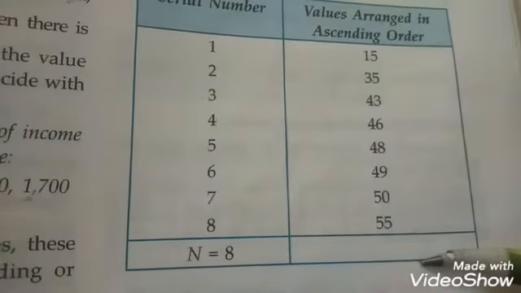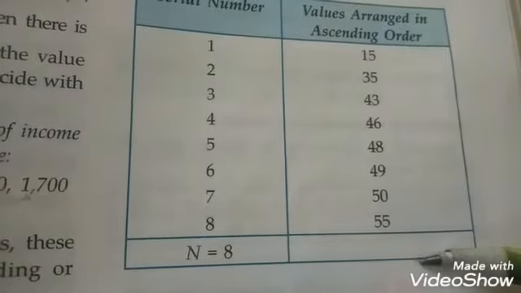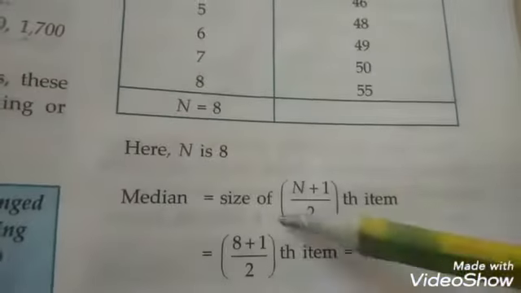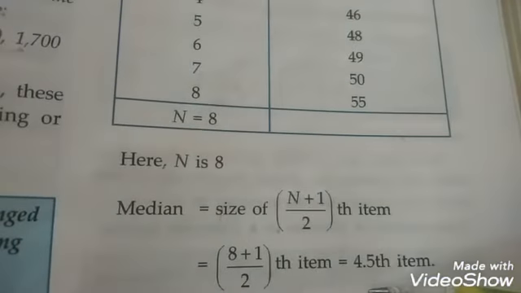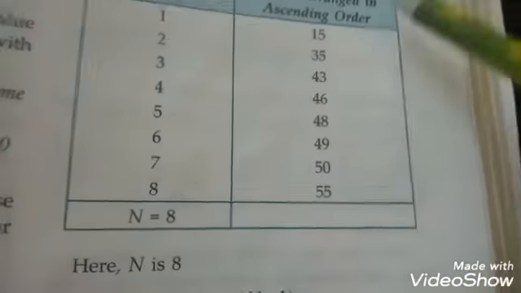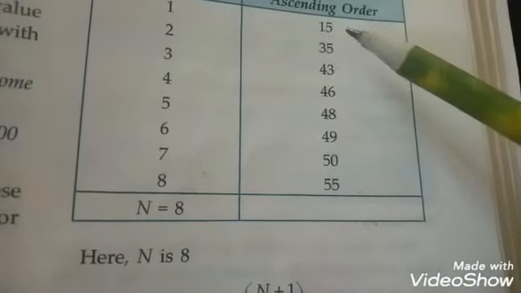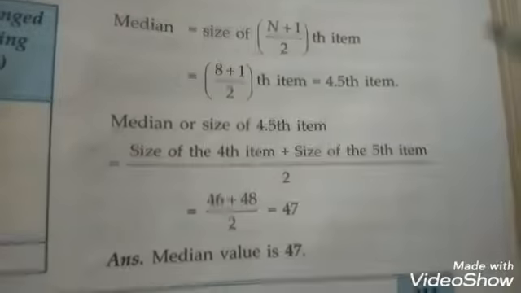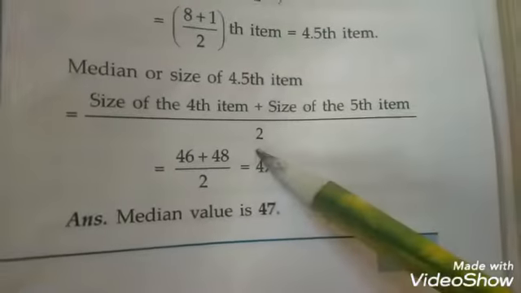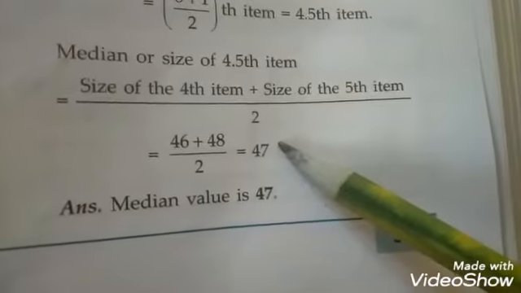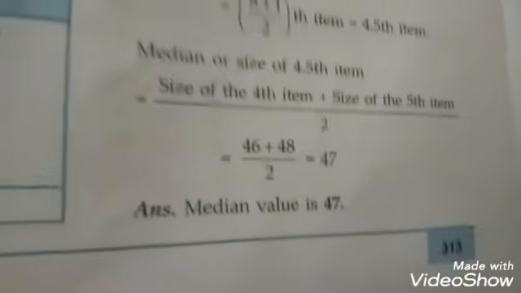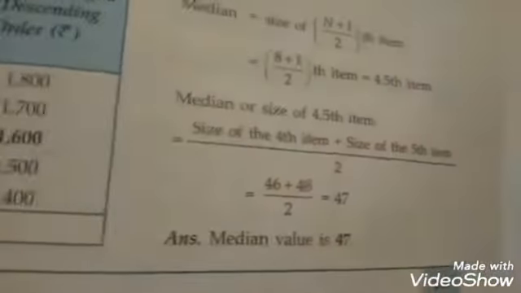Now we apply the formula m is equal to n plus 1 by 2th item. So n is 8 over here, that is an even number. So 8 plus 1 by 2 gives us the value 4.5th item. So to calculate the 4.5th item, we are going to pick up the fourth value and the fifth value from here. 1, 2, 3, 4. This is the fourth value and this is the fifth value. So 46 plus 48 by 2 we are going to do now. So 46 plus 48 by 2 is equal to 47, our median value. So that was the case when we get n as an even number.